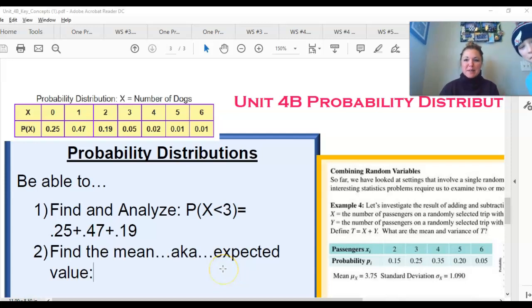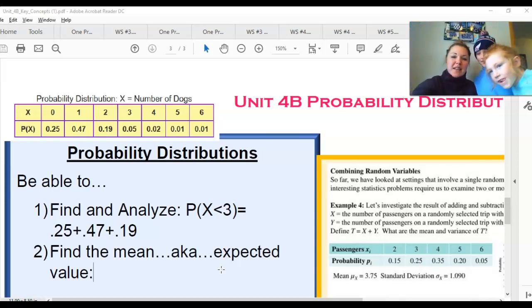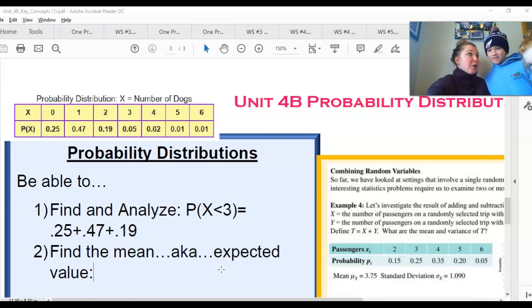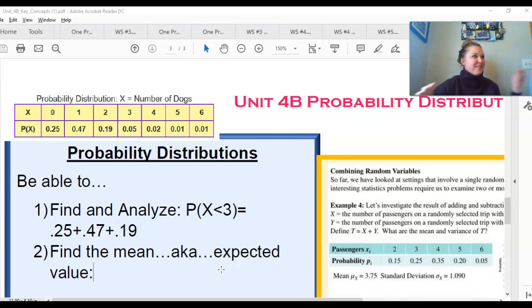AP Stat students, it's Mrs. Opal and Anders and Annika. And we're here today to talk about Unit 4 probability distributions. They're going to get back to their distance learning, okay? But they just wanted to say hi. Okay, all right, let's get cruising.